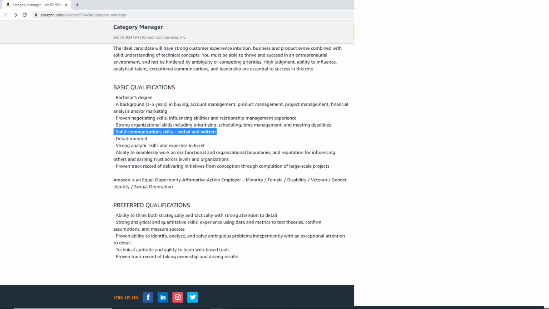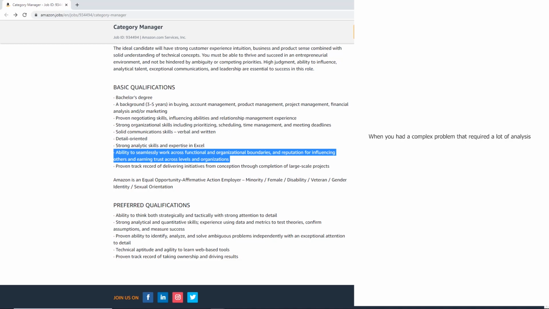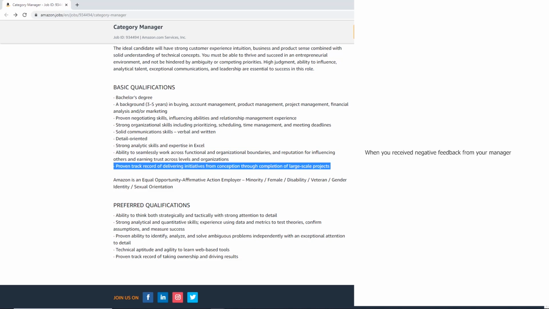Solid communication skills, verbal and written. Tell me about the time when you successfully pitched an idea to upper management. Detail-oriented: when you had a complex problem that required a lot of in-depth analysis. Ability to seamlessly work across functional and organizational boundaries, and reputation for influencing others and earning trust across levels of organizations. Tell me about the time when you received negative feedback from your manager, within the Earn Trust principle.